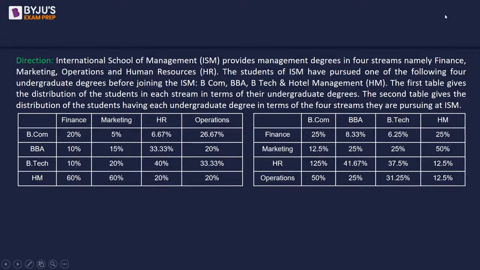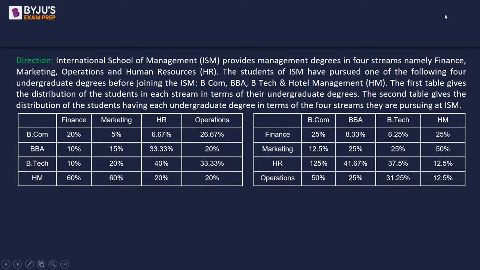International School of Management provides management degrees in 4 streams, namely finance, marketing, operations, and human resources. Human resources is written as HR in abbreviation. The students of ISM have pursued one of the following 4 undergrad degrees before joining the ISM, which is BCom, BBA, BTech, and Hotel Management, and Hotel Management is written as HM.